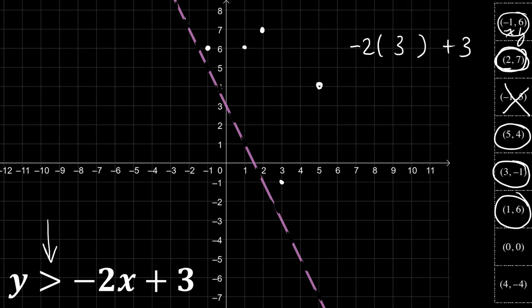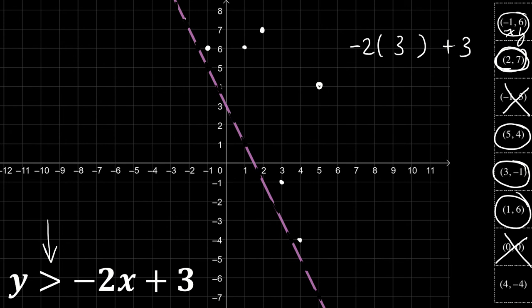0, 0. That's not going to work. We already tried that one. We plugged that in. Oh, so why did you graph it? I didn't. And the last one is 4, -4. And 4, -4 is just right there.